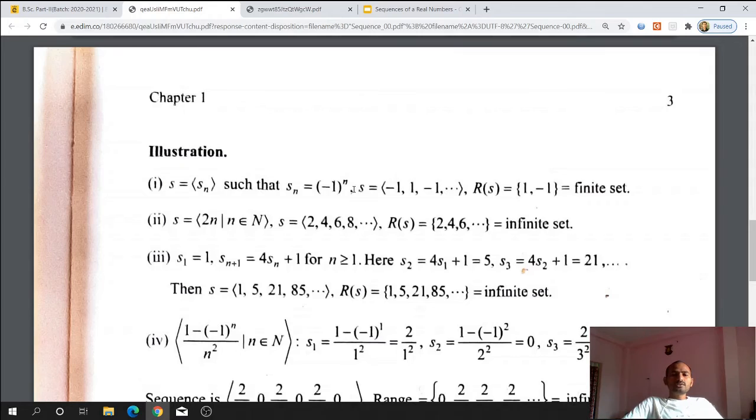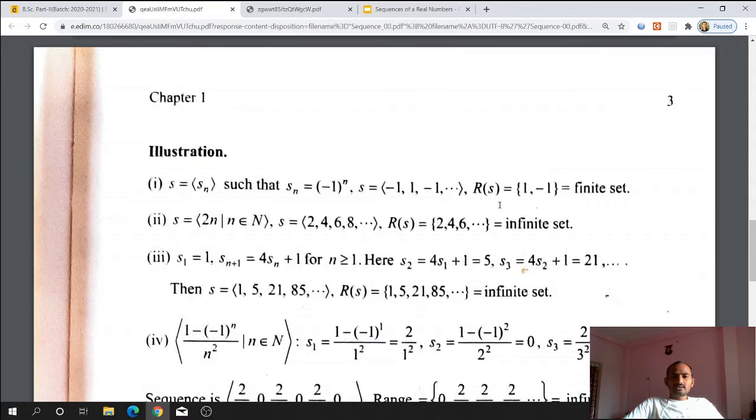So let's put the value of n. N is a natural number. Putting in the values of n, you will get a sequence: minus 1, 1, minus 1, 1, and so on. This is an infinite sequence, but what is the range set? The range set is R of S.